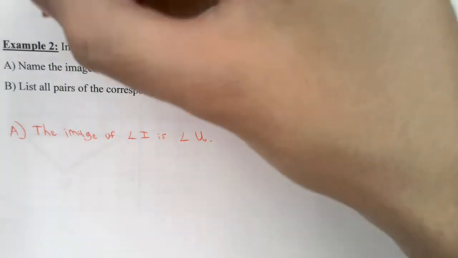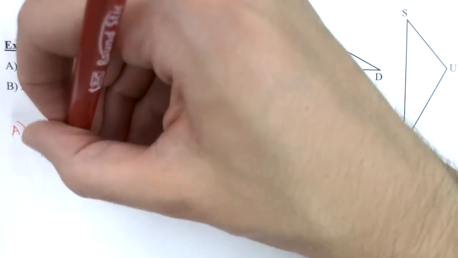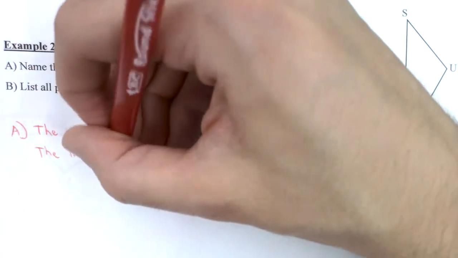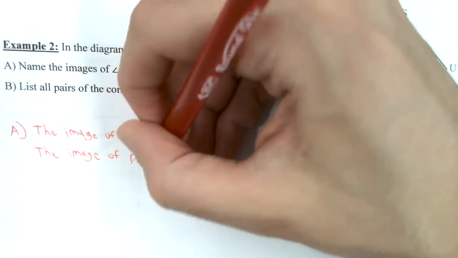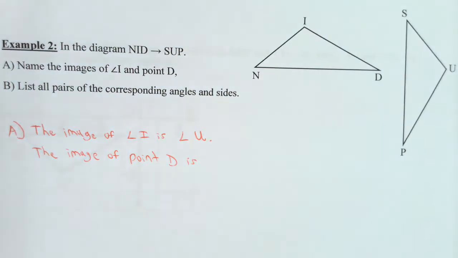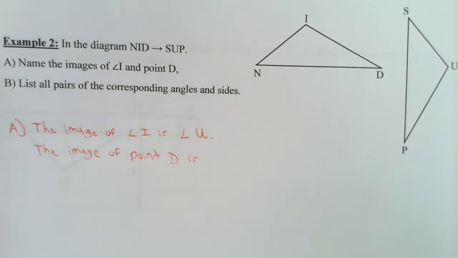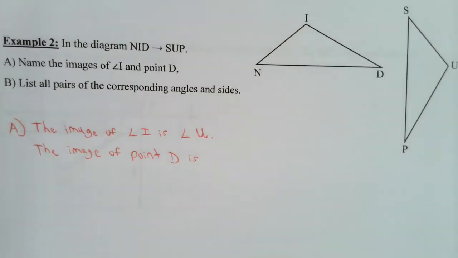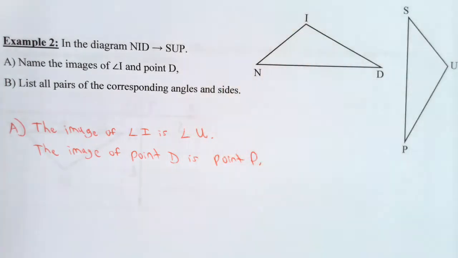And the image of point D, which is the other part of the question, is, well, D is listed third, so its image is P because P is listed third. So the image of point D is point P.